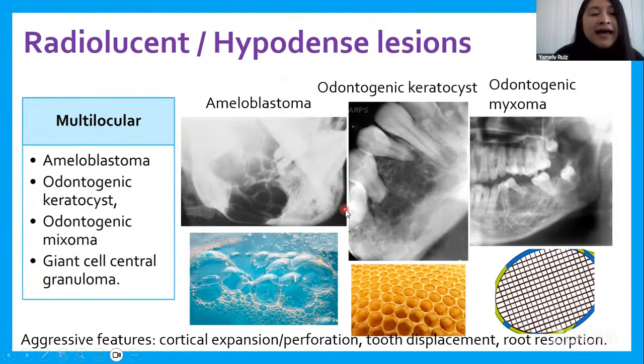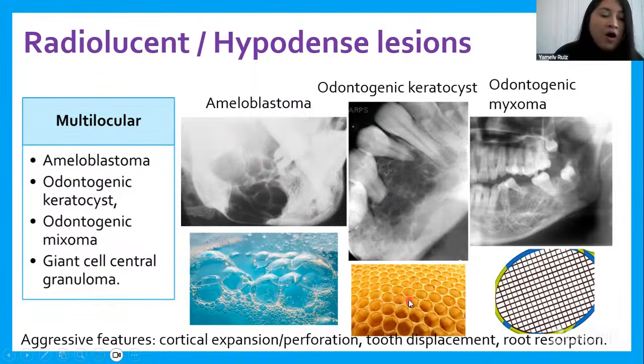These entities, most of the time, have some patterns. These patterns are the subbubble pattern of the multilocular, radiolucent, or hypodense entities. Sometimes it means that the lesion, the entity, could have or may have an ameloblastoma.